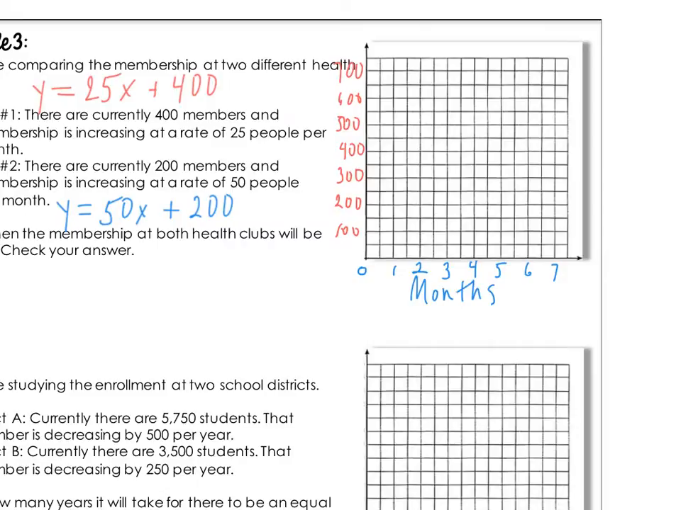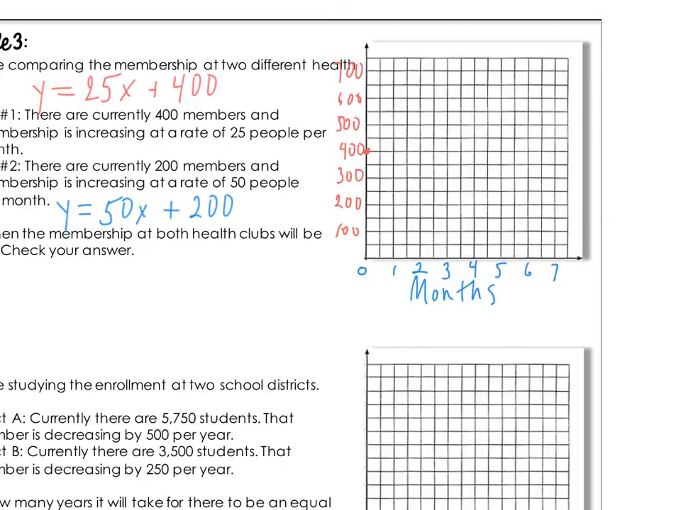Again, if you want to graph them without me, you can do that. If you'd rather wait, that is okay too. I'll graph the first one here, 25x plus 400. So we're going to start right here at 400. And then we're changing, right, 25 people for every one month. All right, so now think about it.